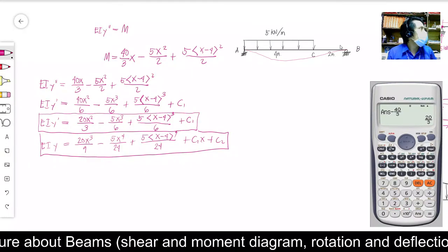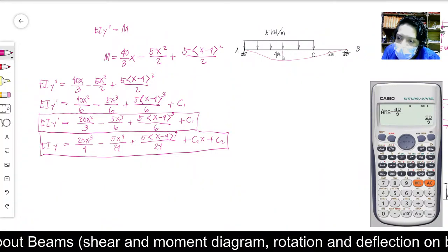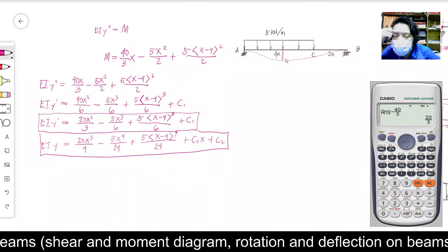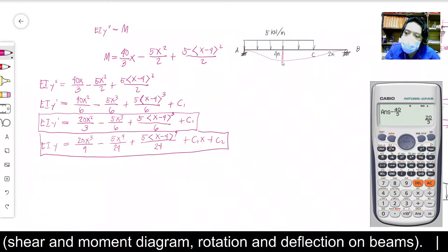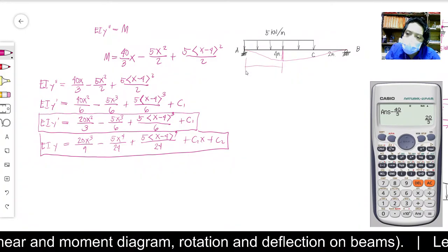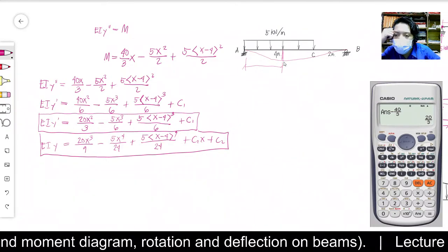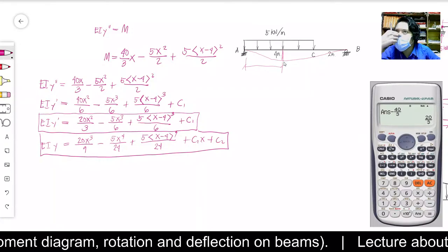Okay. So somewhere here, nandoon ang maximum deflection. Hindi natin alam kung ano itong distance, kung what is that distance from the left support. So ito ang una nating hahanapin. Okay, so paano natin hahanapin?